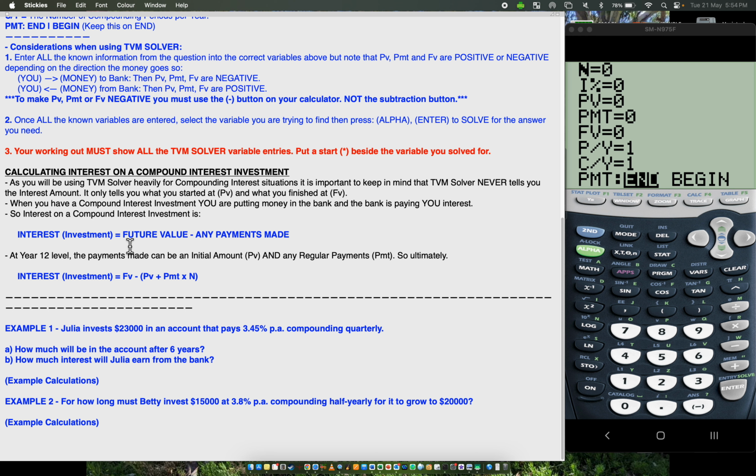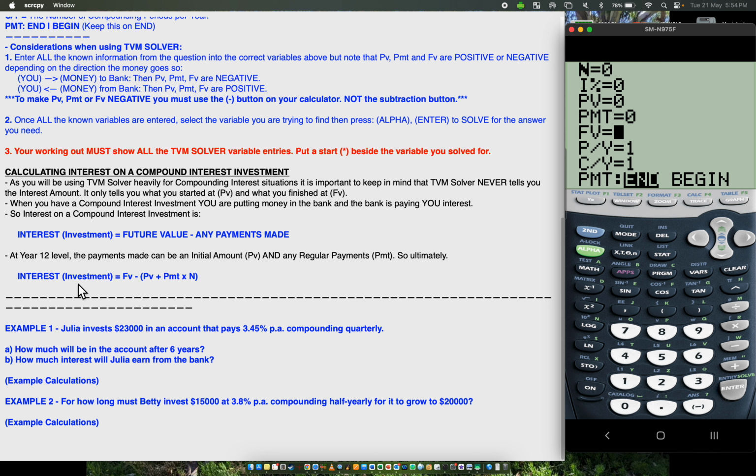The interest on an investment is equal to what it grew to, the future value, take away any money that you put in. But remember that you've got an initial amount, the starting amount, and also payments. So there's 2 parts to the money that you put in: an initial amount and any regular payments that you put in. So 2 aspects to payments you put into the bank.